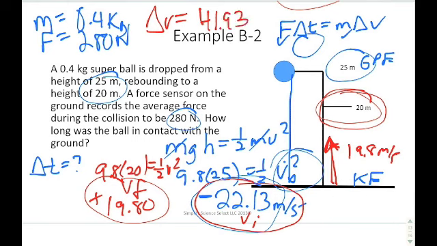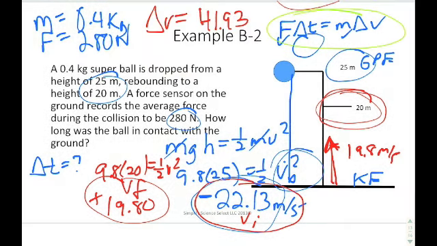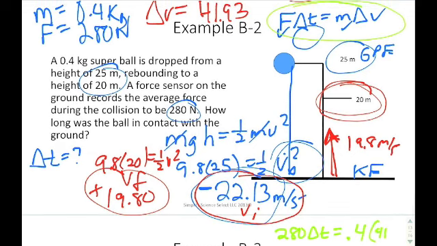Okay, now that I have my change in velocity, I can plug into my equation that I've been waiting to use, which is F delta T equals M delta V. So I have an average force of 280 newtons. I'm trying to solve for the time. It equals 0.4 times the change in velocity, which I calculated to be 41.93.